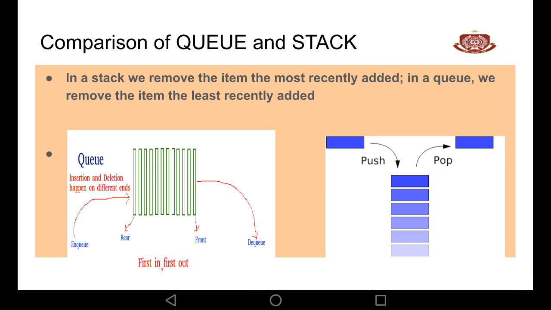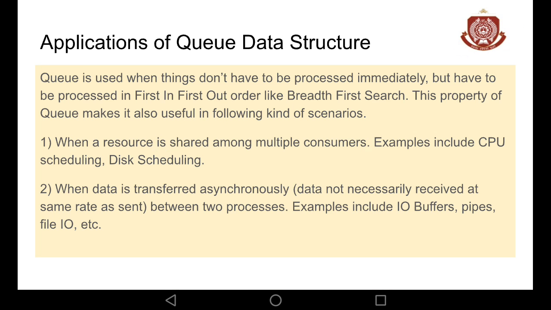So now the applications of queue data structure. Queue is used when things don't have to be processed immediately, but have to be processed in first in first out order, like breadth first search. This property makes queue useful in the following kinds of scenarios. I have given a good example of a ticket counter in my previous slide, so you can understand it better.